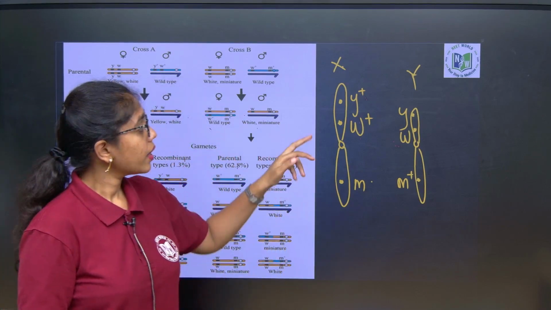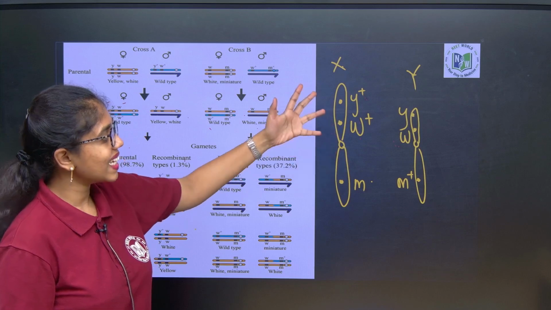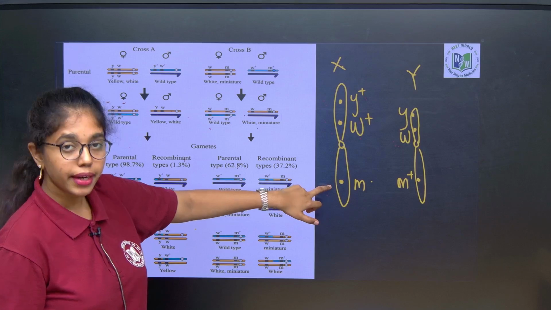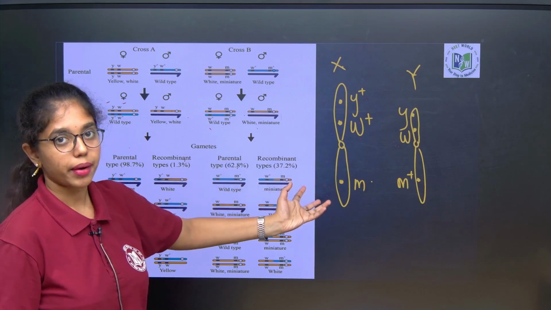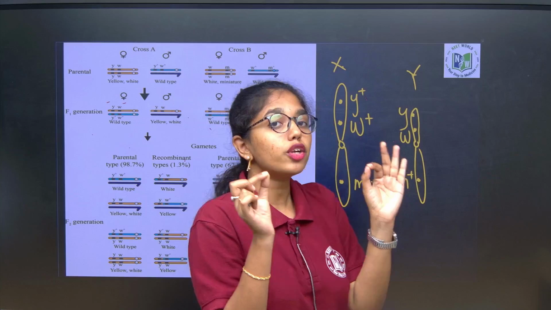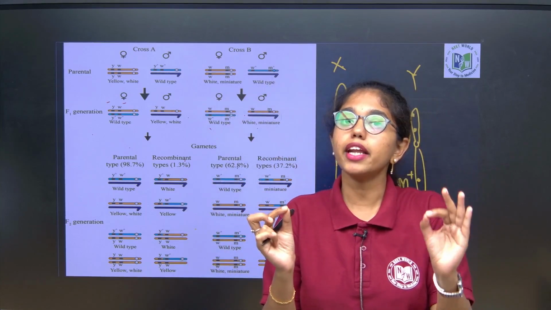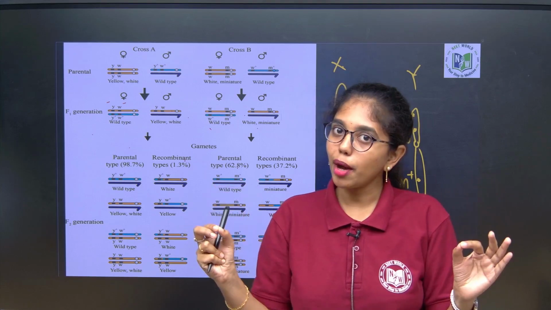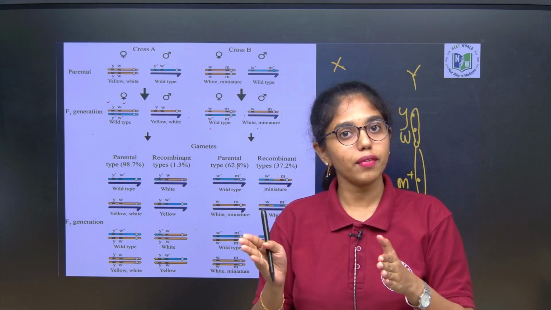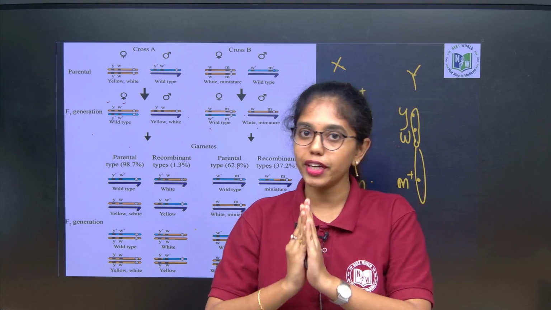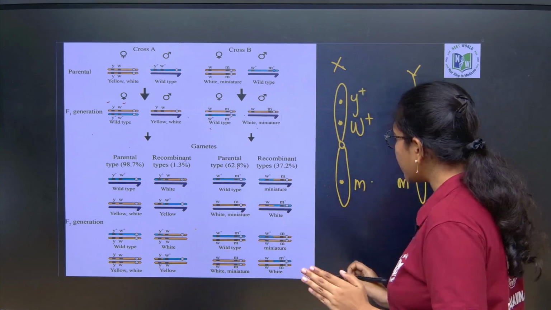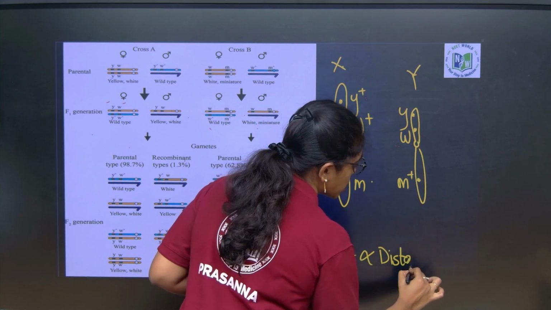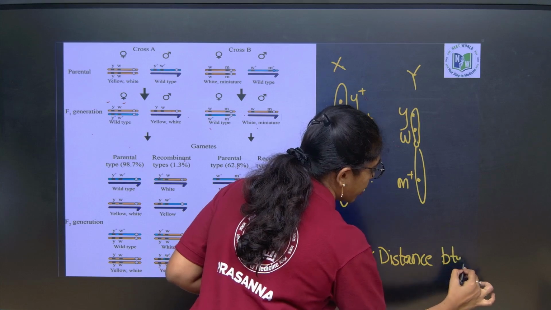Now, if you see, the distance between these two genes is less, while body color and miniature wing, eye color and wing shape, these are far apart. One thing you remember: the distance between two genes on a chromosome will decide the recombination frequency. If the distance between two genes is more, then the recombination frequency is more. Recombination frequency is directly proportional to the distance between two genes. Keep that in your mind, okay? Recombination frequency is directly proportional to the distance between genes.